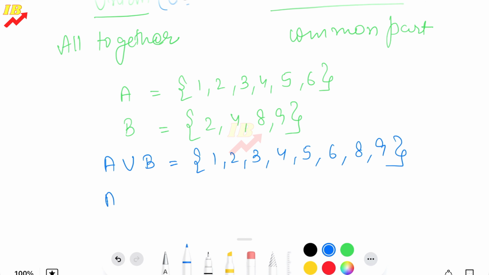And the next one is A intersection B. Here we are only going to write the common part. Common is 2, common is 4. So only 2 and 4 are the elements here.